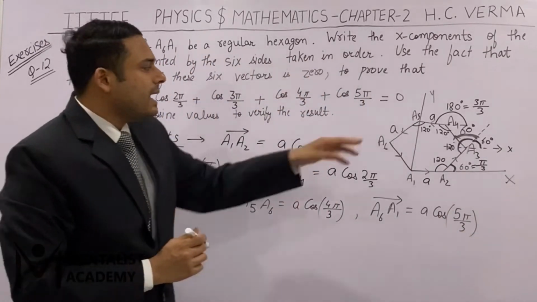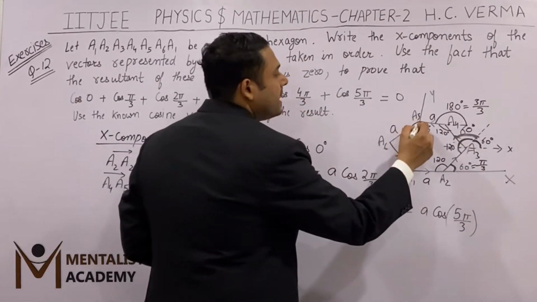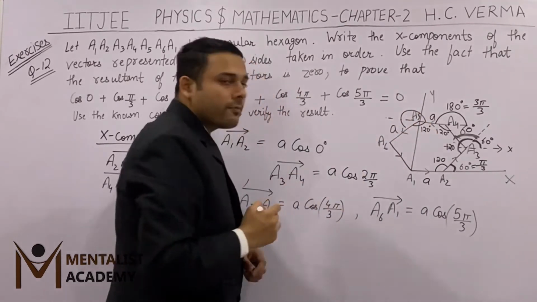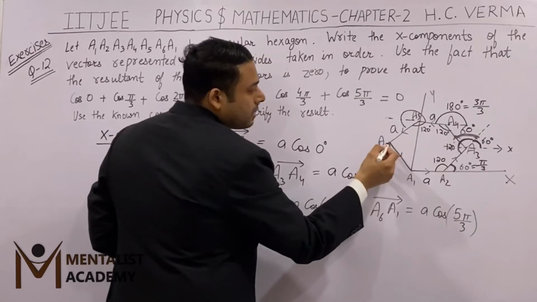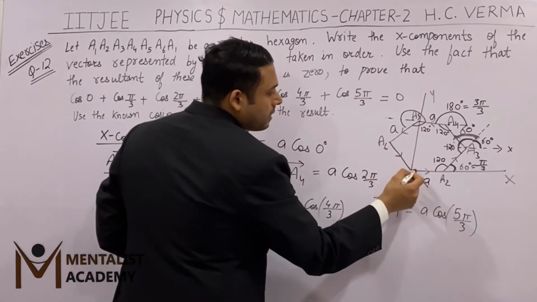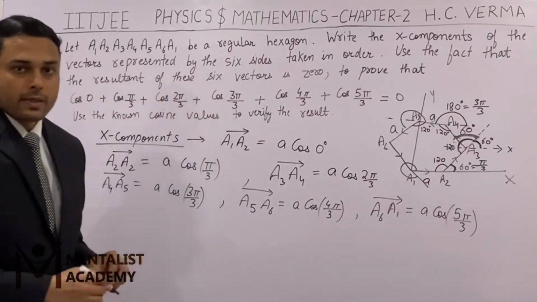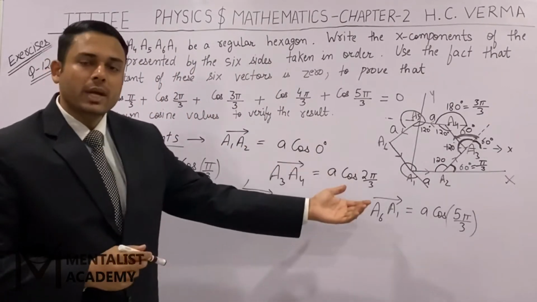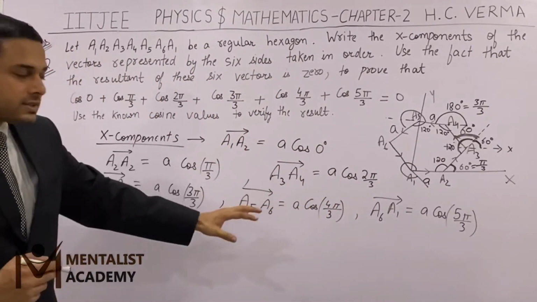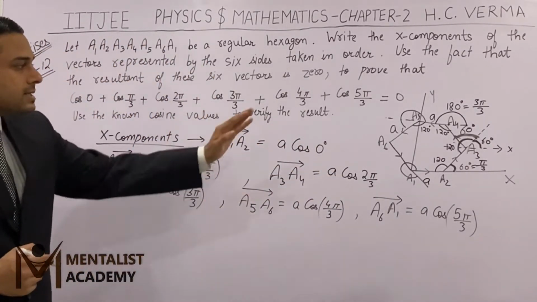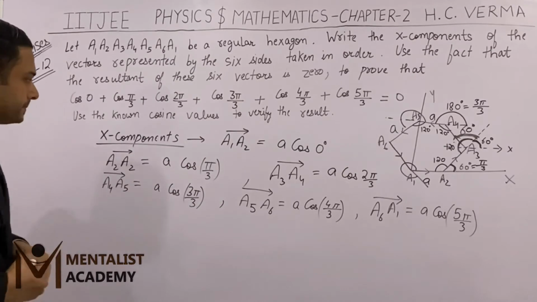We can find out the angles. हम सारे एंगल्स निकाल सकते हैं, एक्स एक्सिस से कितना फॉर्म कर रहे हैं. This angle is 4 pi by 3. This angle is 5 pi by 3. We can all find out these angles. Geometry का part है, so you can do it yourself. So these are the x components of all the vectors in the polygon.